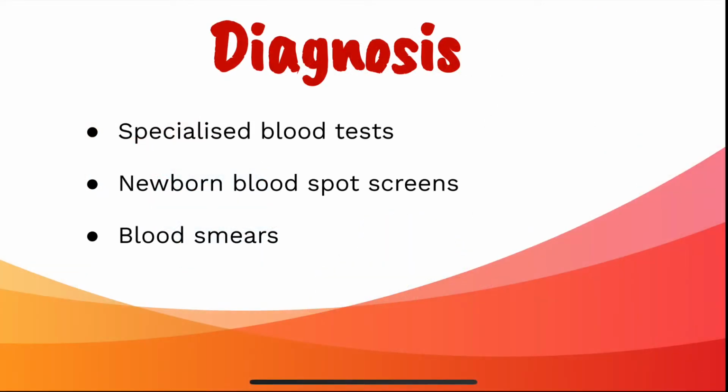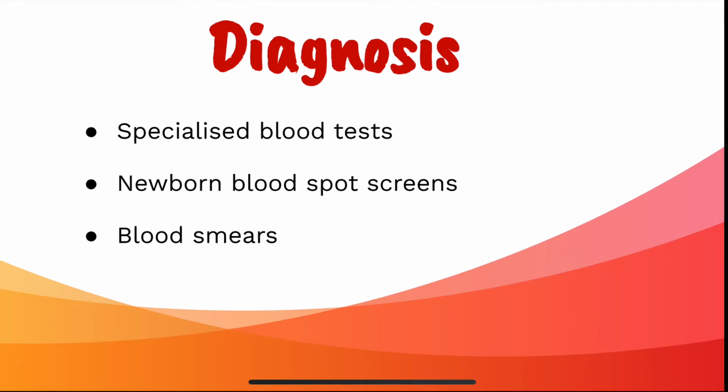Diagnosing sickle cell anemia is fairly simple. Specialized blood tests can inform you if you have the disorder, as well as newborn blood spot screens and blood smears, where you would search for sickled cells.